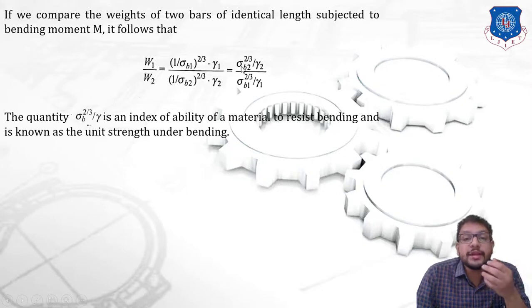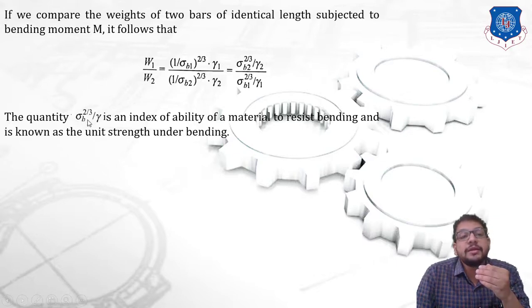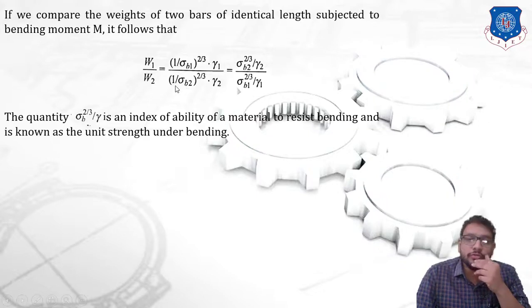So in this case, arranging the terms, we can write it as sigma b2 raised to 2 by 3 upon gamma 2 upon sigma b1 raised to 2 by 3 upon gamma 1. So you can clearly see that this term is inversely proportional to a weight. Okay. So we can say the quantity sigma b raised to 2 by 3 by gamma is an index of ability of a material to resist bending, and it is known as a unit strength under bending condition. Remember, unit strength under bending condition. So higher is this unit strength under bending condition, lesser will be the weight required for a structure. Okay. So this will ultimately reduce the volume of a structure.